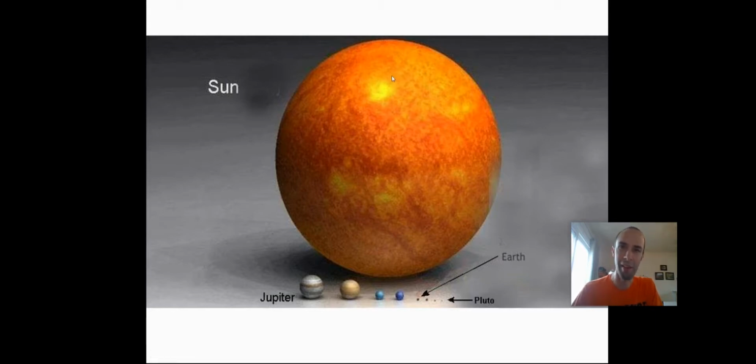But in the eyes of God, just remember that you're not. He knows all the hairs on the top of your head. So that's kind of a comforting thought as well. So just scale is important.